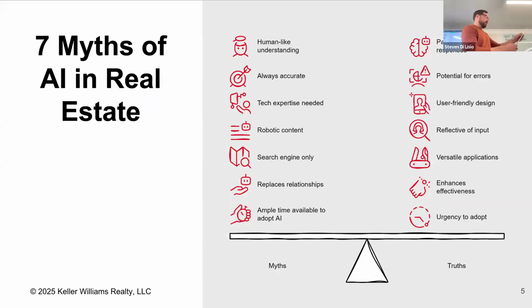Number 1, AI understands like a human. It doesn't. It is not a human. It predicts patterns based on what you tell the system. And I'm on page 5 right here. Or sorry, it's not page 5 for you guys. 4, thank you. Page 4 for you. This is something I need you all to understand. It predicts patterns based on what you type in.